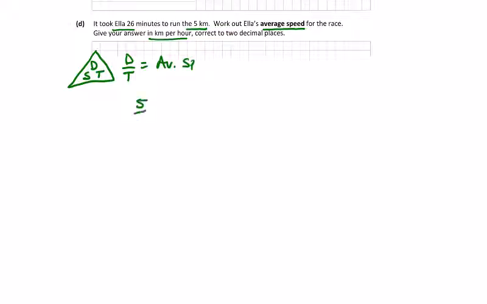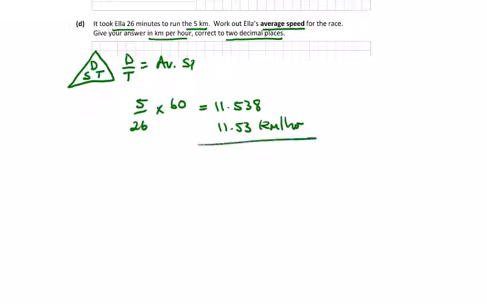So 5 divided by 26, we need to multiply by 60 to change it from minutes to hours. So what does this give? 5 divided by 26 times 60 is going to give 11.538, to 2 decimal places. So 11.53 kilometers an hour. Careful with your units.